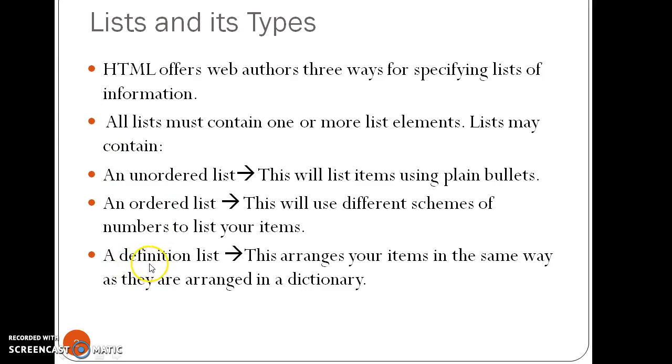The next category is definition list. This arranges your items in the same way as they are arranged in a dictionary. It means that in a dictionary you find a term and some definition about that term. Like that we can define a term and its definition using this definition list.